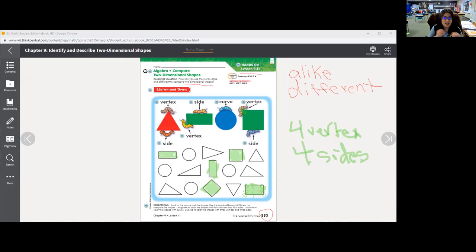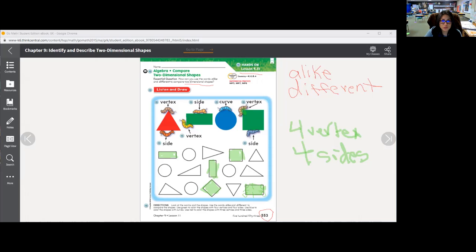Even though they are not the same shape, they still have that in common, okay? In common means that that's what they all have. Each of these shapes, even though they're not the same shape, they have all that in common. All of them have 4 vertex and 4 sides.